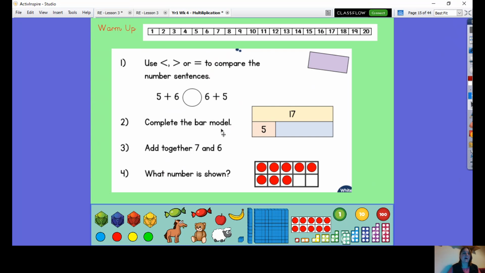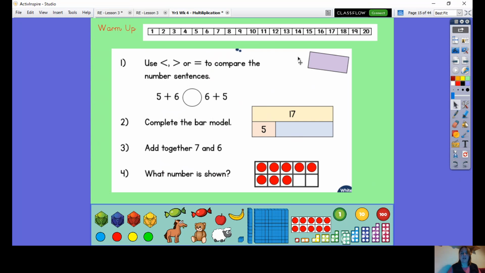Here it says complete the bar model. So if this is the whole number, 17, part of the number is 5. What do I add to 5 to make 17? And I've given you a number line up there to help you. Here, again, add together 7 and 6. You can either use fingers or counters, or again, I've got a number line up here that could help you. And number 4 is what number is shown. So what's this number?